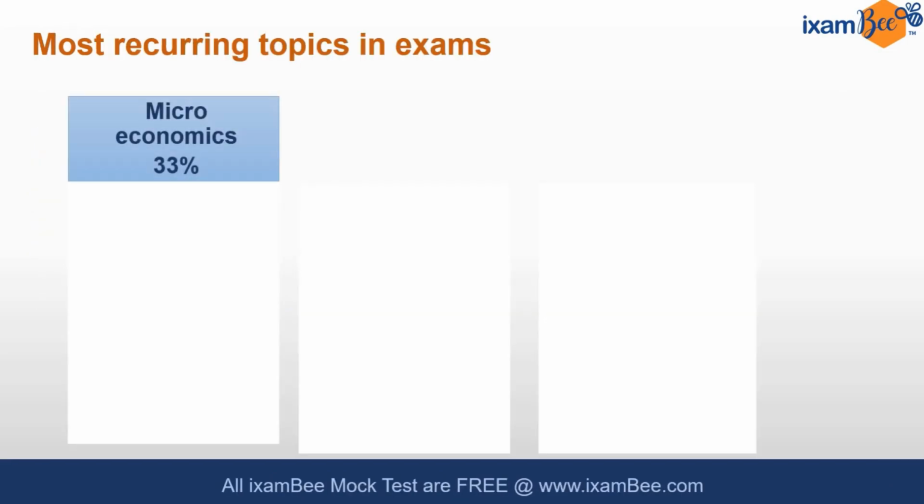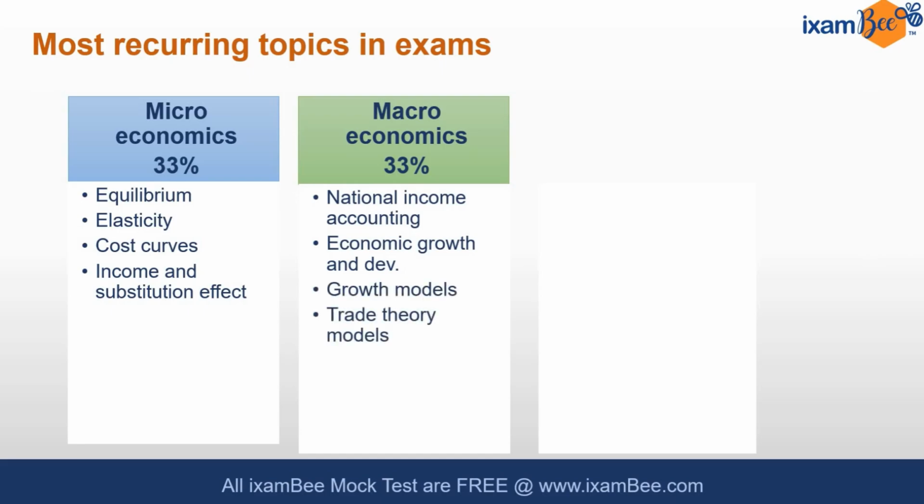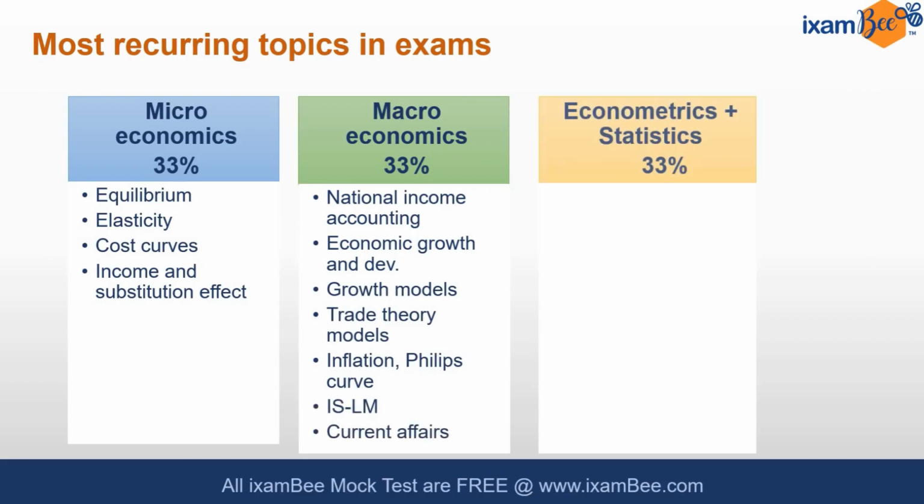But if I talk about the 3 broader categories, microeconomics, what are the topics? You have to cover majorly everything as it is mentioned at the master's level. However, there are certain topics which come on a recurring basis. These topics from microeconomics include equilibrium conditions under various market structures, elasticity related questions, cost curves related questions, income and substitution effect related questions. Then macroeconomics has good importance and weightage given to national income accounting, economic growth and development topic, growth models, trade theory models, inflation and Phillips curve, ISLM and current affairs.